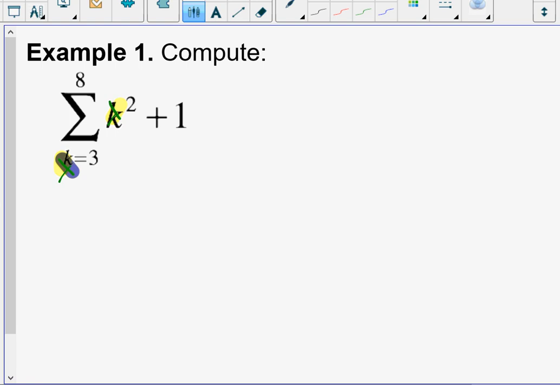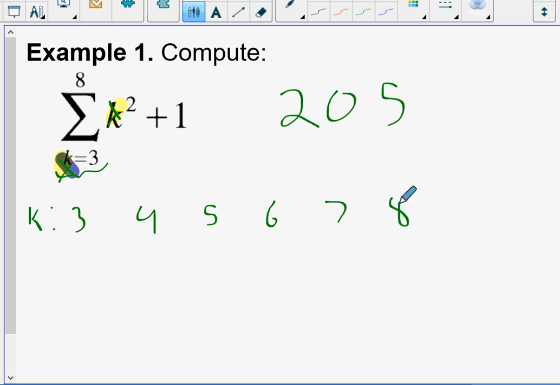All right, well, I got 205. Is that what you guys got? And where that's coming from is, remember that the piece on the bottom of the sigma tells us to start with k at 3 and to end with k at 8, which means that k is going to be 3, 4, 5, 6, 7, 8. And for each of those values of k, we're plugging them in to this rule.